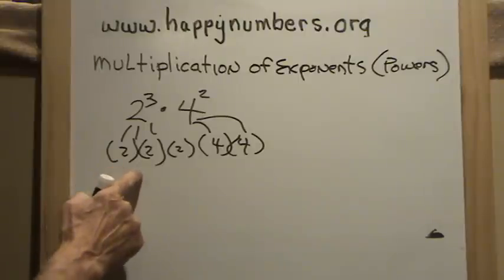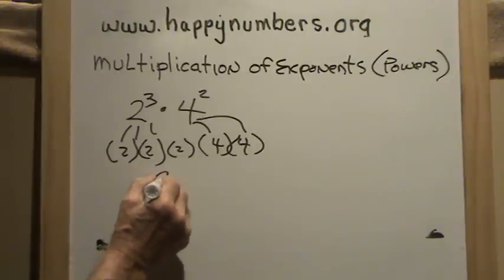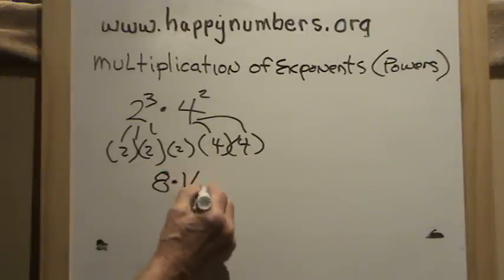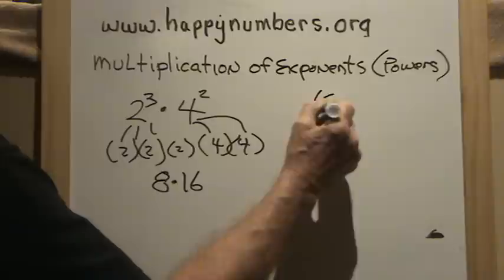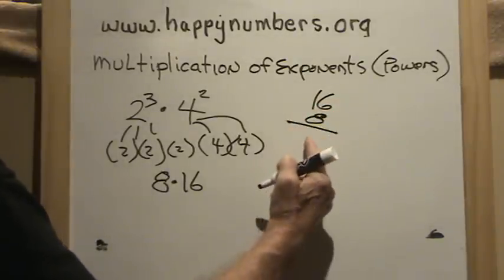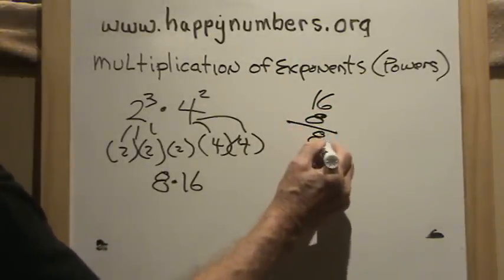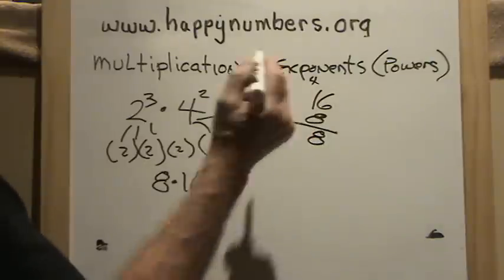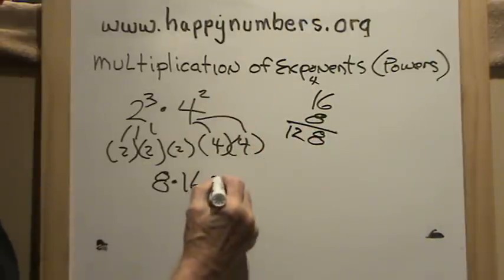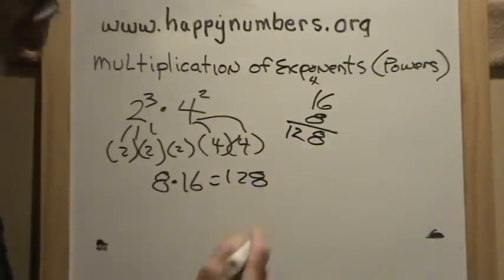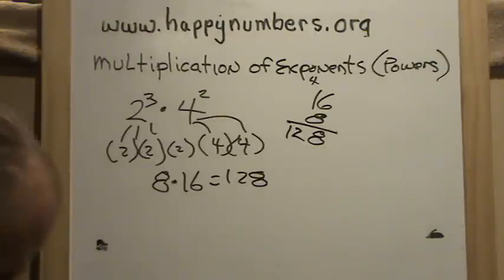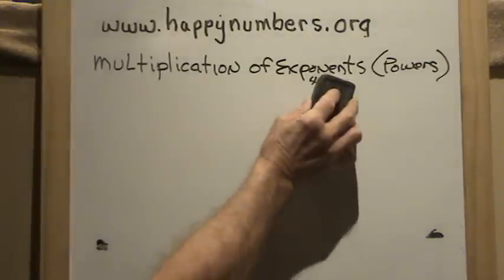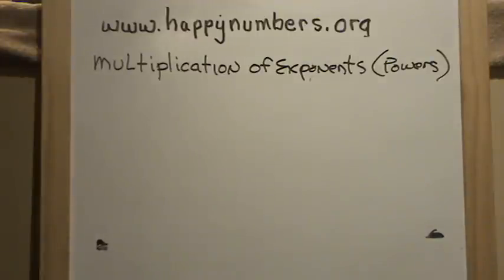Well, let's multiply it out then. 2 to the third power is 2 times 2 is 4 times 2 is 8. So that gives us 8 times 4 times 4 is 16. So 16 times 8. 8 times 6 is 48. 8 and carry the 4. 8 times 1 is 8. And 4 is 12. So 128. Again, very simple process, the multiplication of powers.